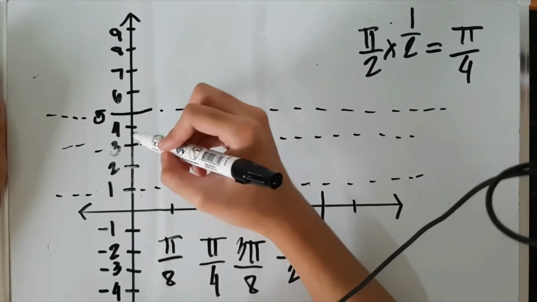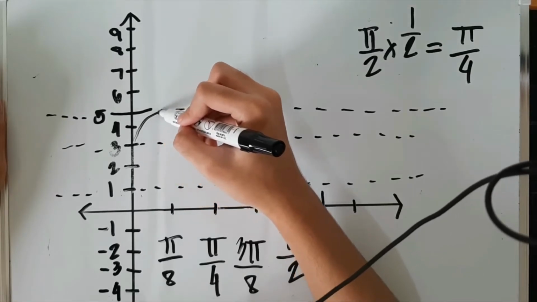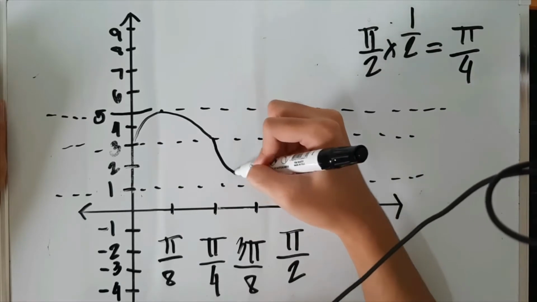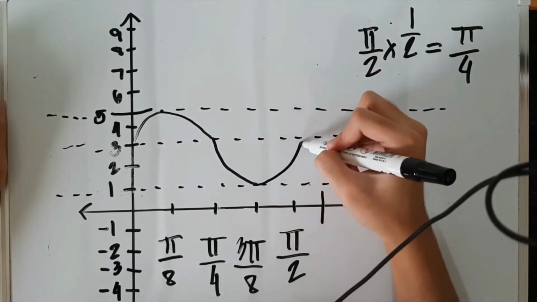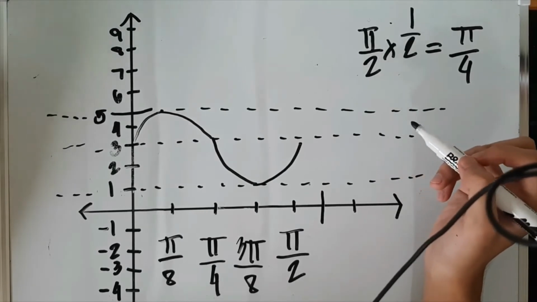So let's start our graph from up, middle, down, middle. That's our graph for sine.